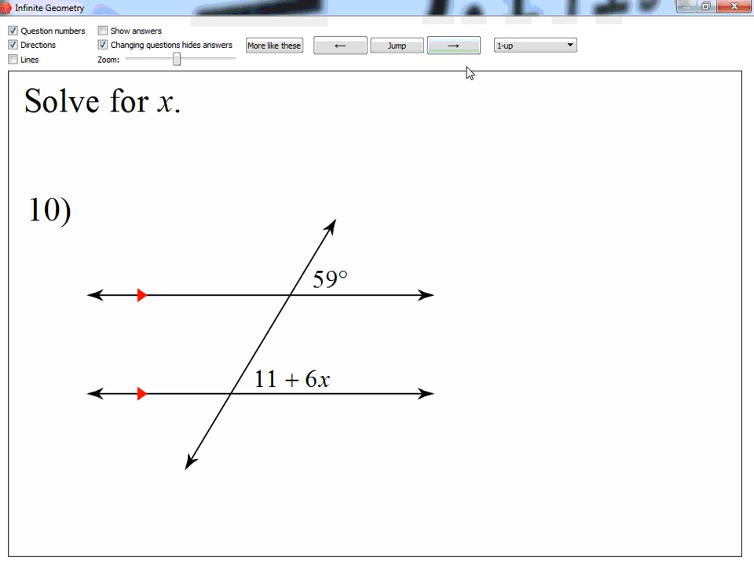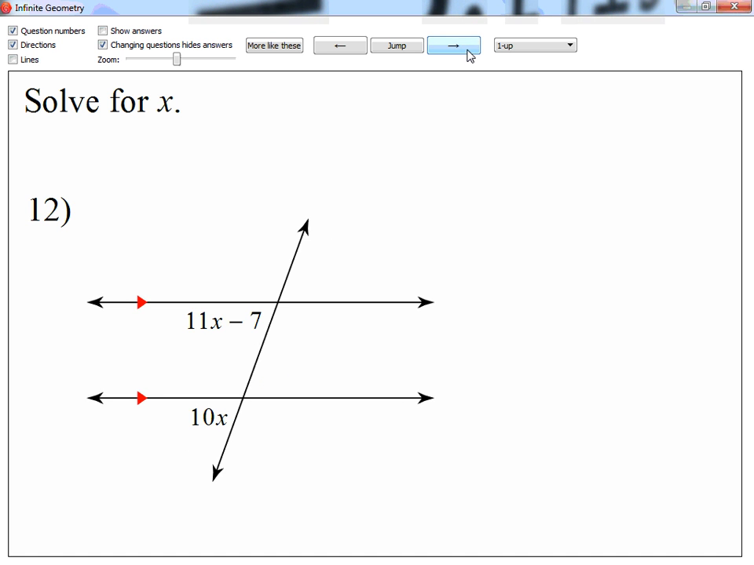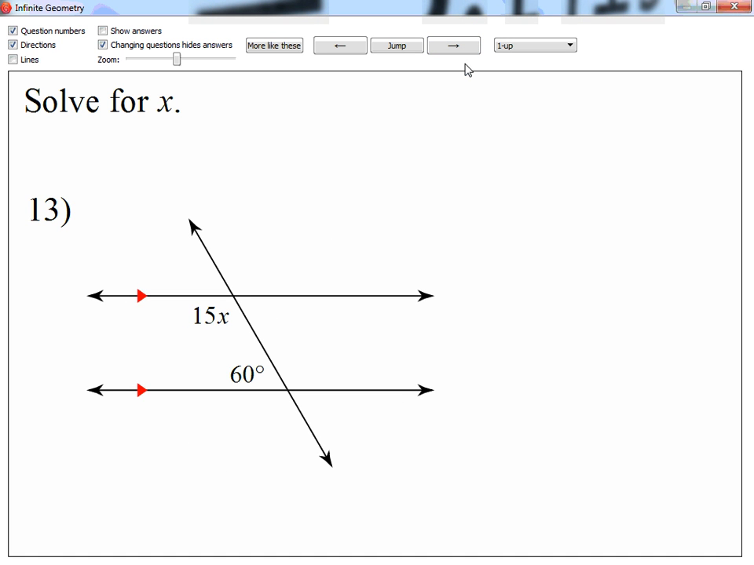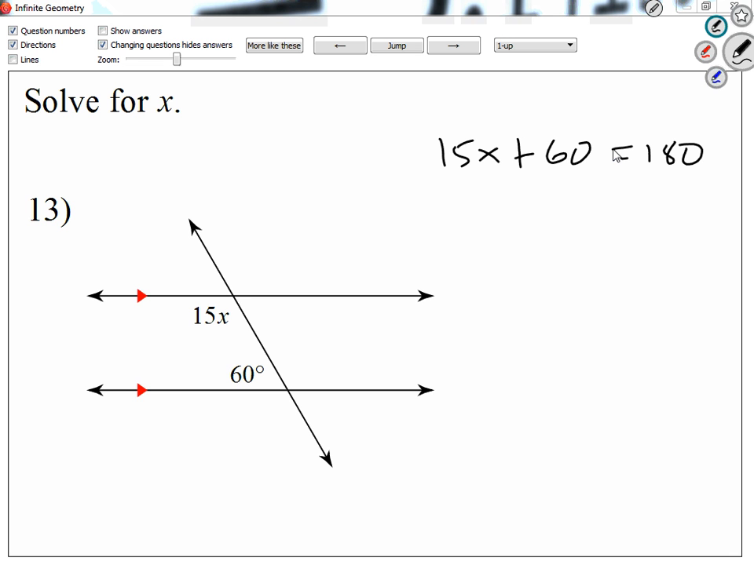Let me look for a same side interior. Number 13. So we're going to say 15x plus 60 equals 180. We're not going to say 15x equals 60 because it's the same side interior, so we add them and set equal to 180. My 60, let me move it to the right as a negative 60. So I have 15x equals, how much is 180 minus 60? 120?